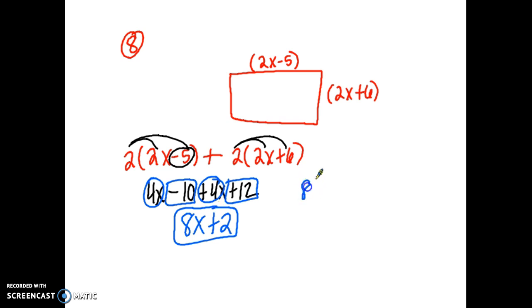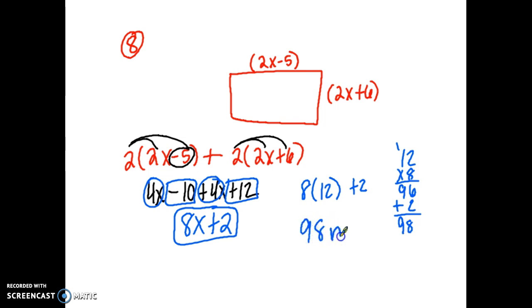Plug in 12. 8 times 12 plus 2. 8 times 2 is 16. 8 plus 1 is 9. And 96 plus 2 is 98. The perimeter is 98 meters.